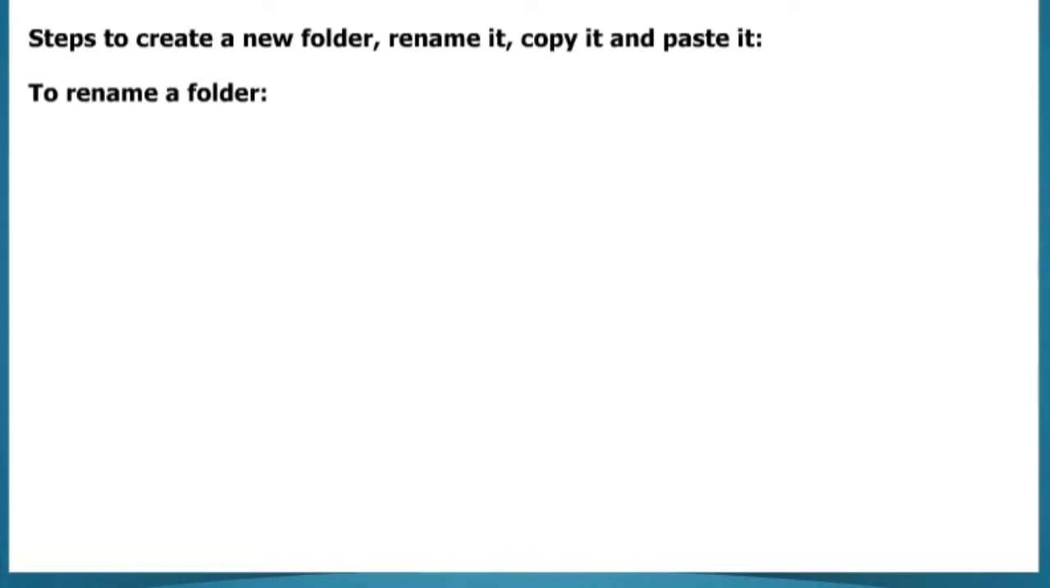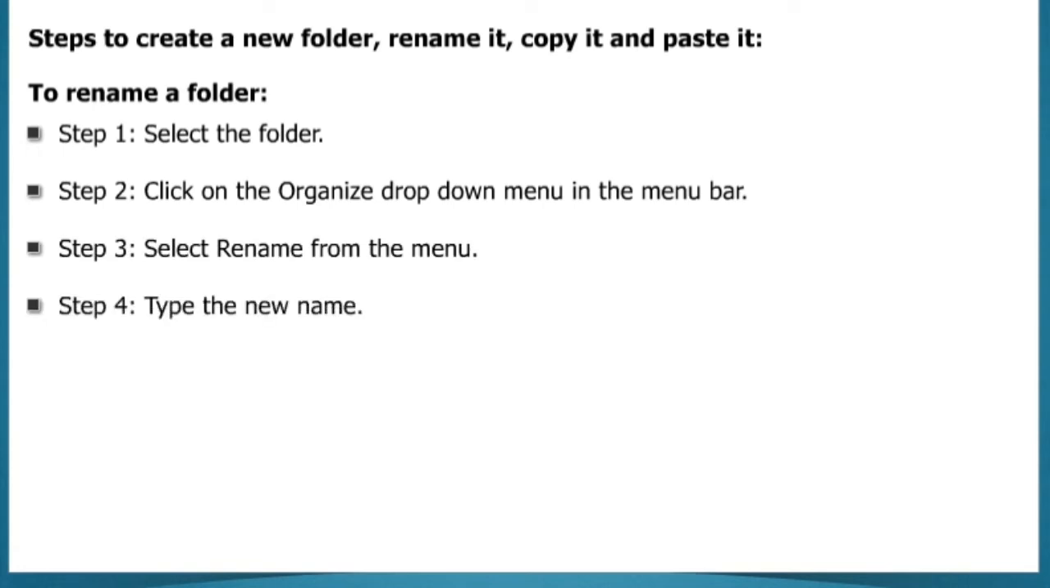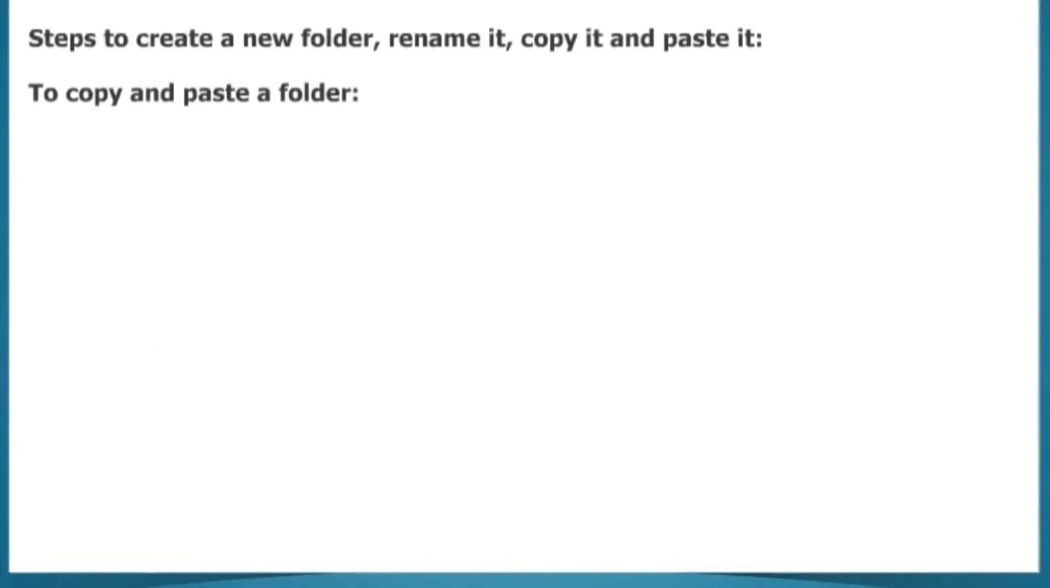To rename a folder, Step 1. Select the folder. Step 2. Click on the Organize drop-down menu in the menu bar. Step 3. Select Rename from the menu. Step 4. Type the new name. Step 5. Press Enter. To copy and paste a folder, Step 1.